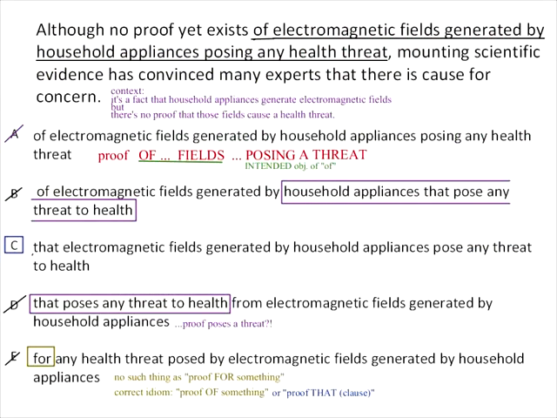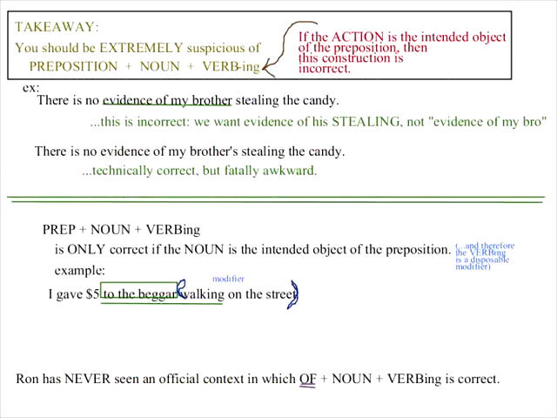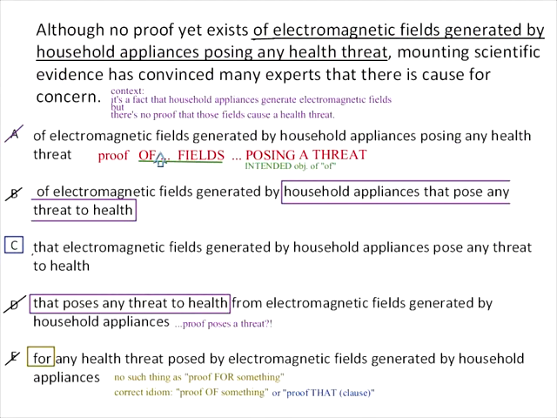The question is, how do you fix A? You would fix A by basically converting it into C. That's pretty much the only way to do it. Because you can't make minor fixes to A. Because if you do, the only minor fix you could make would be something like this. And as we've said, that fix is still fatally awkward. So the only way to fix of fields posing is to change it to proof that fields pose a threat, which is exactly what choice C does. So really the only reasonable way to fix A in this problem is to turn it into C. Okay, I hope that answers your question.